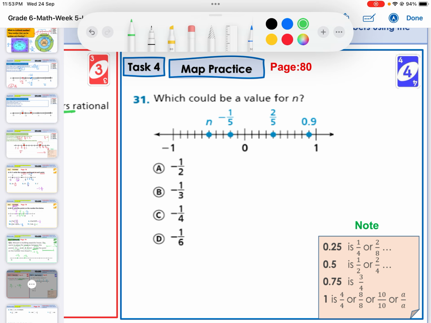So here they're asking you which could be the value for n. So obviously they're giving you here the denominator is 5. Okay, let's start counting. N is located between 0 and negative 1. Okay, let's check. It's cut into how many equal parts? 1, 2, 3, 4, 5, 6. Obviously, it's cut into 10 equal parts. Your denominator will be 10. You're moving to n in the negative direction, so it's going to be negative.